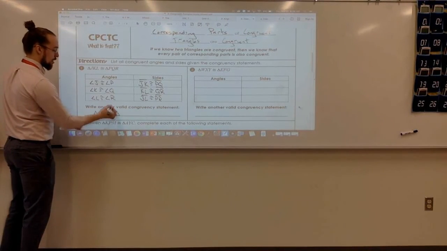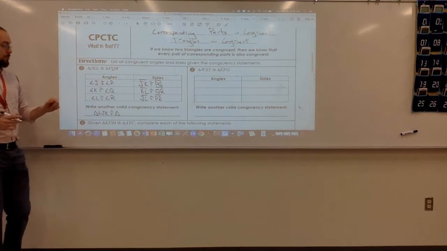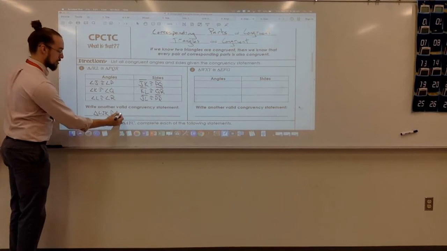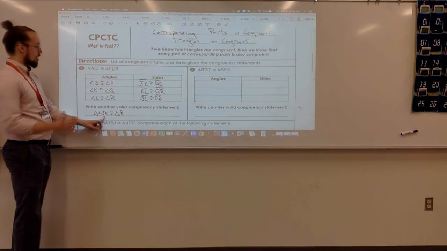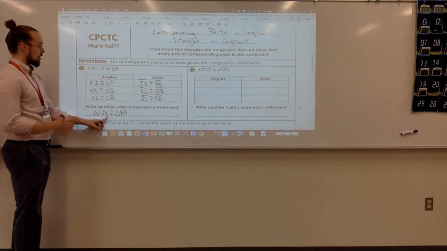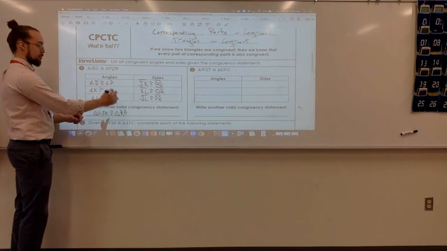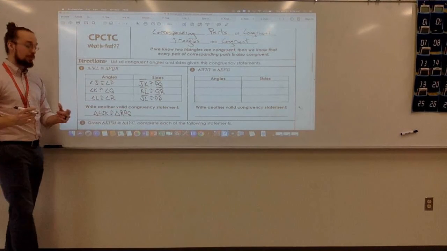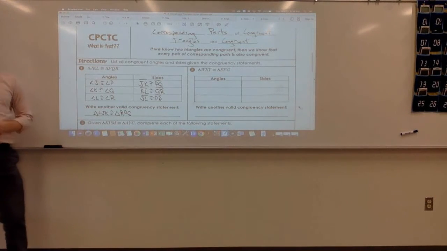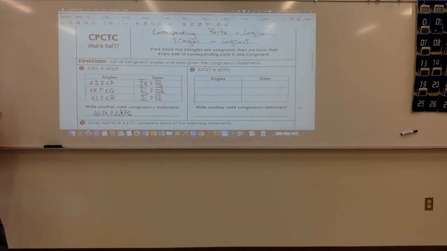So now, I just want to match up the corresponding pieces in my second triangle. So L matches up with R, so I'm going to put that first. Then J matches up with P, and then K matches up with Q. So this would be an example of another valid congruent statement. And there's more correct ways to do that as well. Questions?